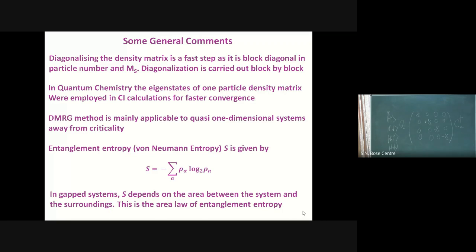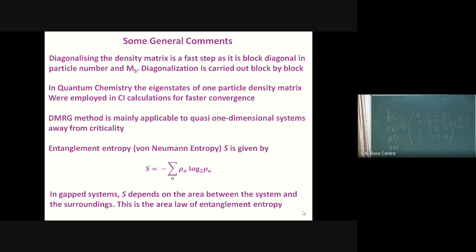So in the case of a one-dimensional system, the area between the system and the surroundings is always constant because you only have one side. Because of that, the entanglement entropy does not change when you keep increasing the size of the system in one-dimensional cases. But in two-dimensional cases, it keeps changing, because the area keeps changing as you keep increasing the system size compared to the environment.